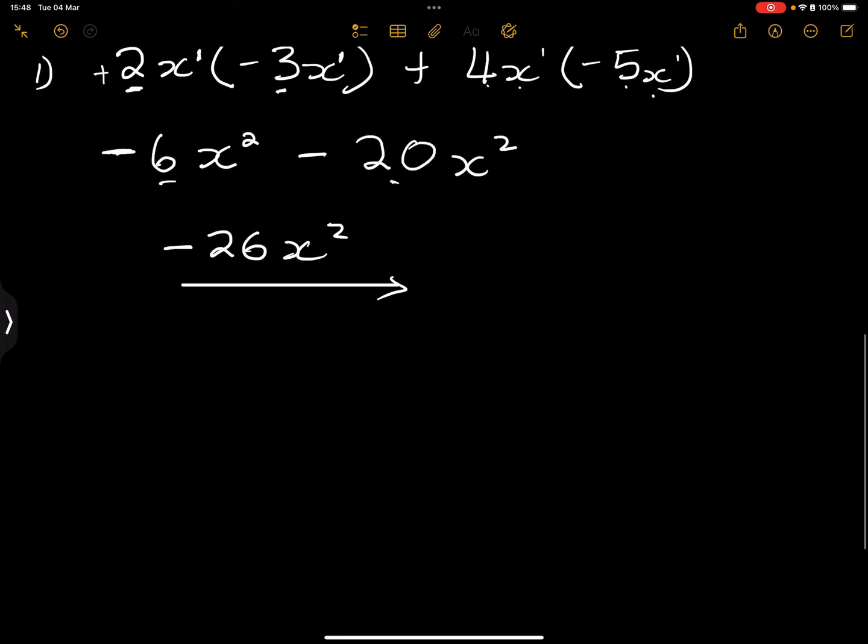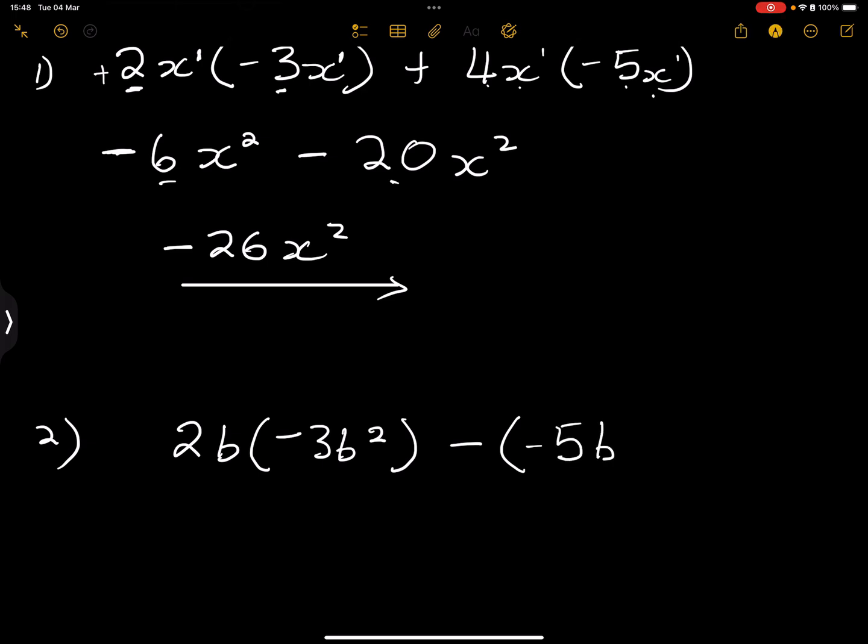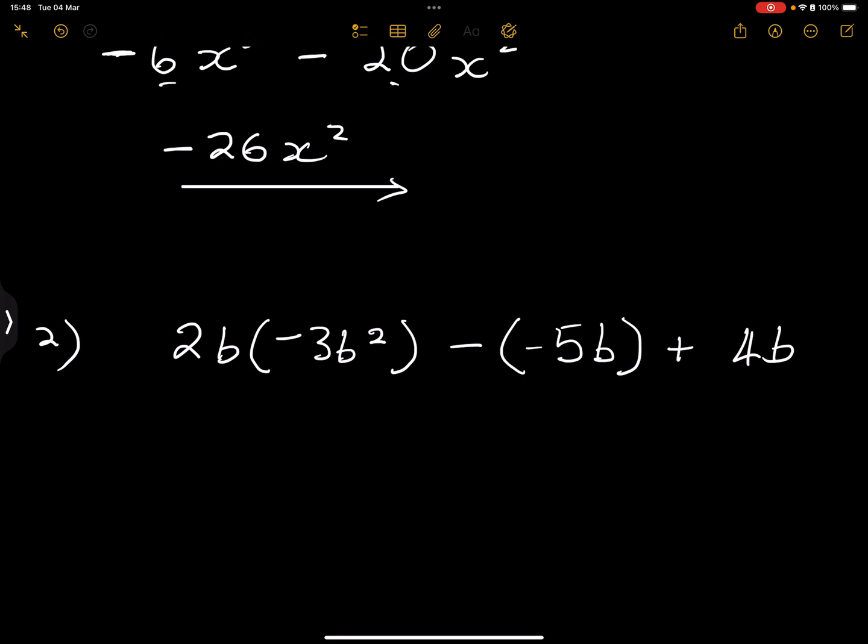Okay, so let's take another example. If I say to you, we've got 2b into negative 3b squared, minus a negative 5b, plus 4b. All right, now let's quickly have a look at it. How are we going to simplify this?